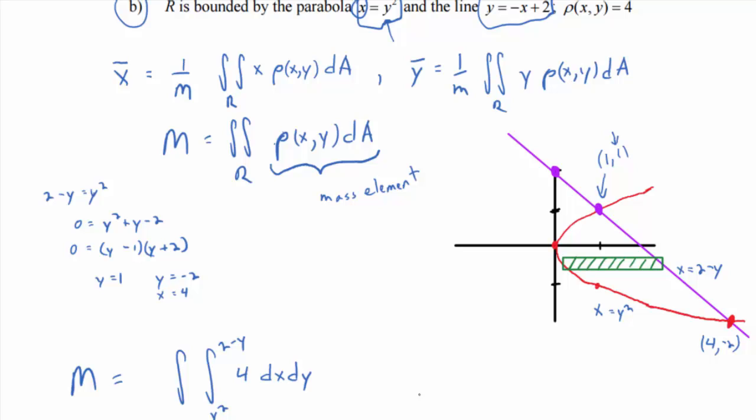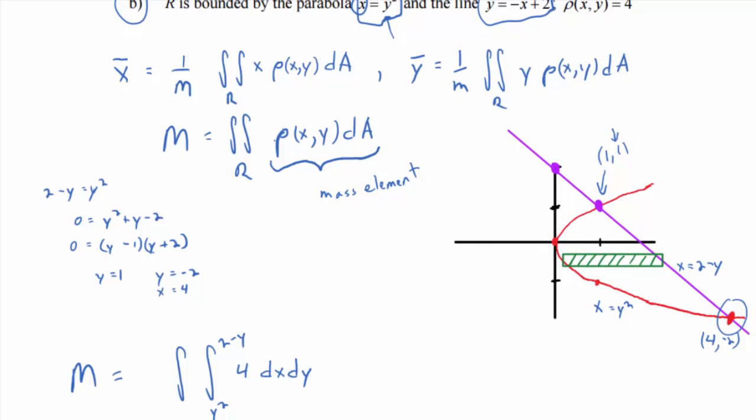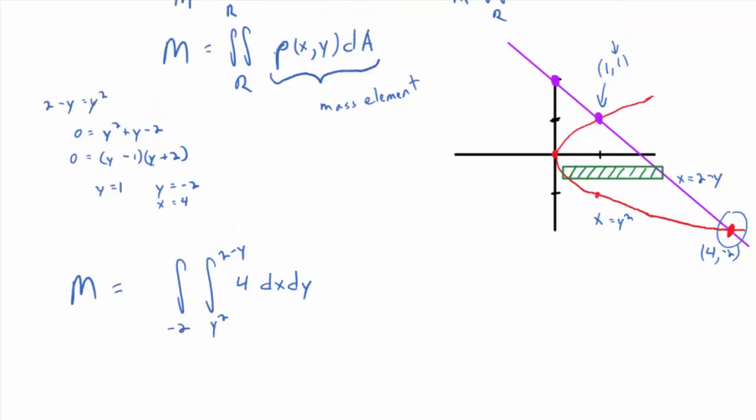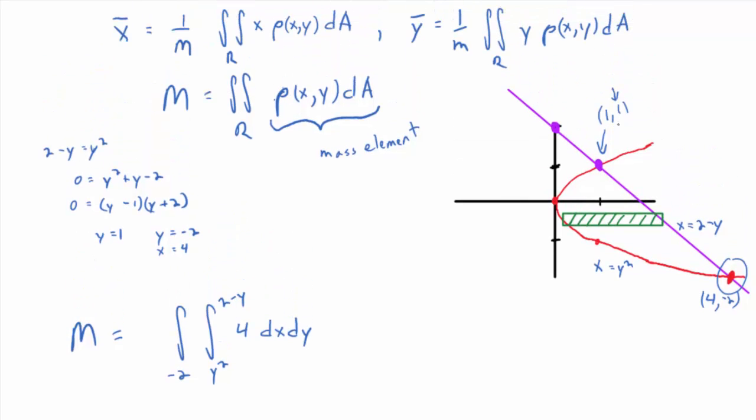And then for the outer limits of integration, it's with respect to y, right? So the outer integral is with respect to y, so go low to high. So look at this intersection point. What's the y value? Negative 2. So that's negative 2 all the way up to this value.